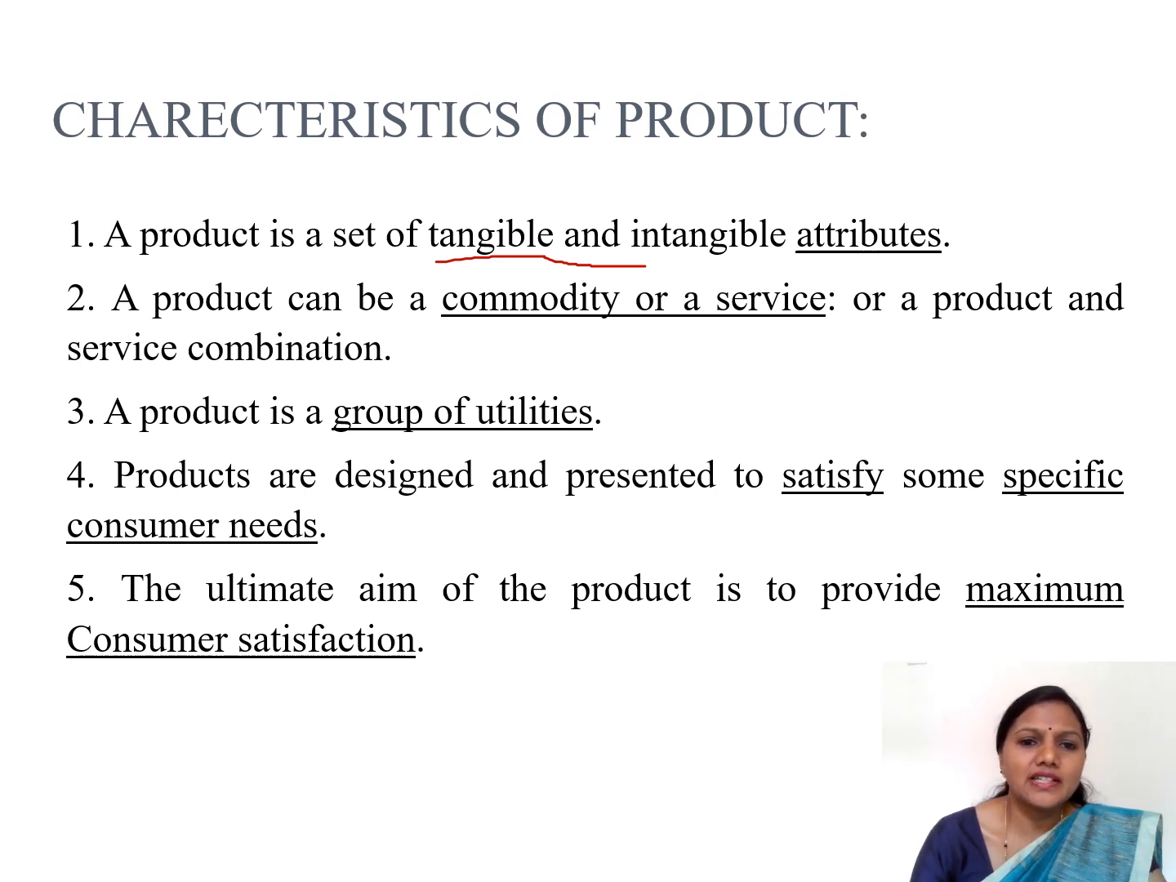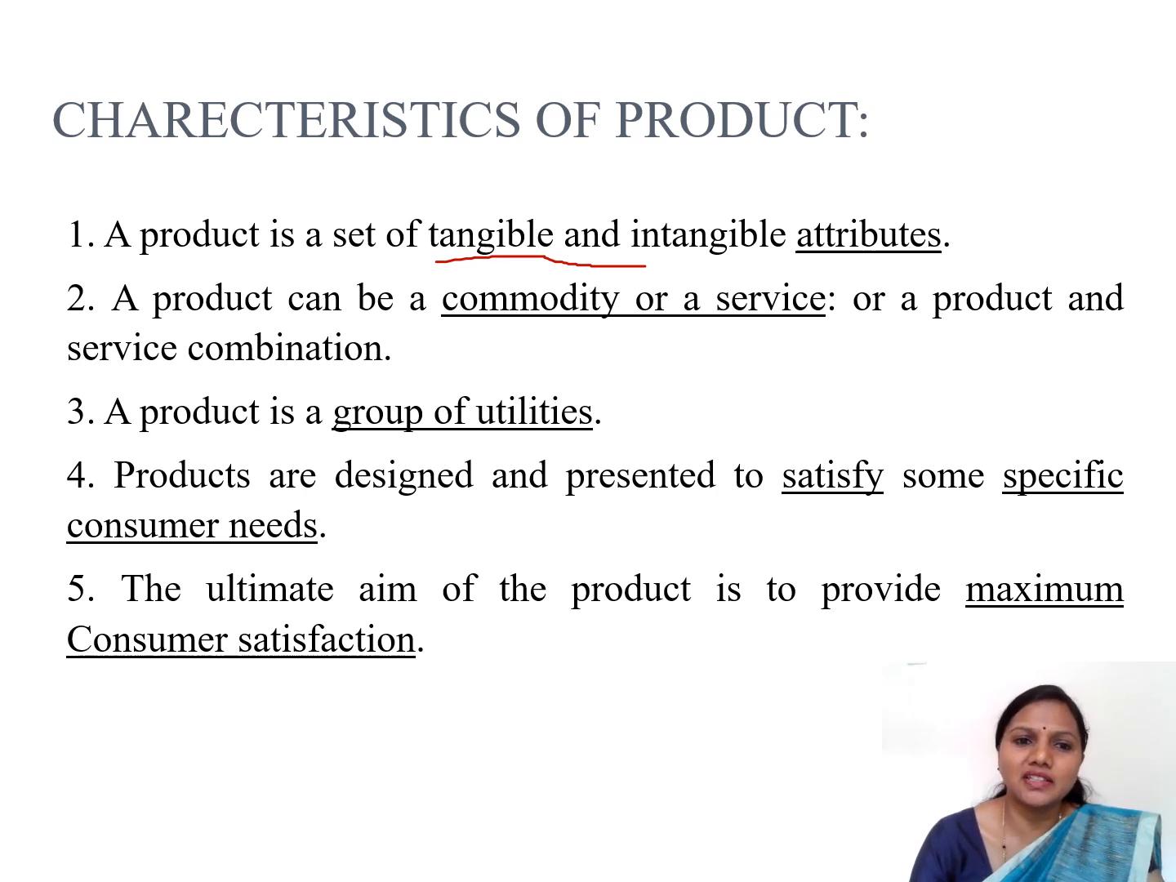Then a product can be a commodity or a service. Commodity means a thing, or it can be a service, or it can be a combination of both product and service. For example, if you purchase a product such as a TV, a salesman is going to deliver the product, install it, and show that all parts of the TV are working. So after sales, some services are rendered along with the product.